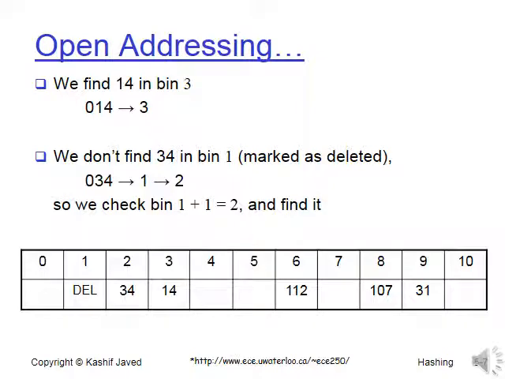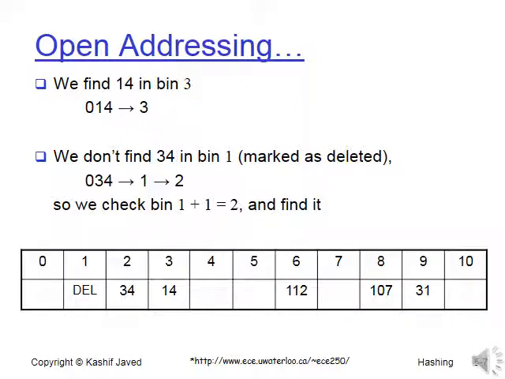To find the element number 14, we start by checking the location of the bin it should have initially been hashed into. For number 14, the hash value computed for quadratic function I equals 0 equals 3. Thus, we find key 14, which is in bin 3, and it will be a success.